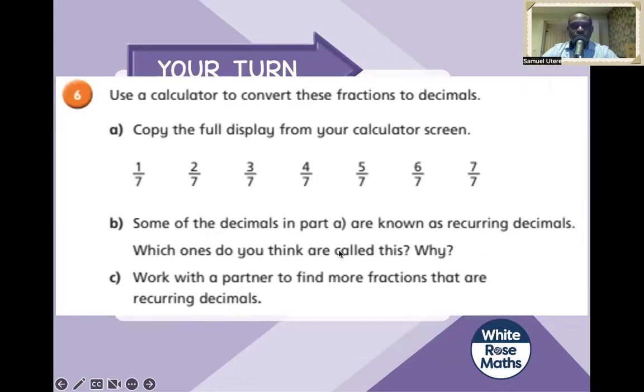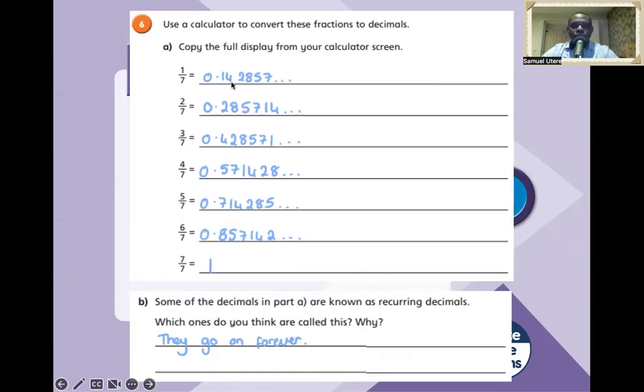Pause the video and answer question 6 in 3 minutes. Assuming you've paused the video and you've answered the questions, here are the answers. Let's discuss them. Question 6, this is to help you get used to using a calculator. So you were asked to use a calculator to convert these fractions to decimals, copy the full display from your calculator on paper. And here are the answers.